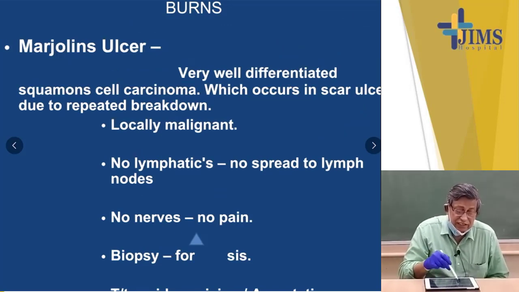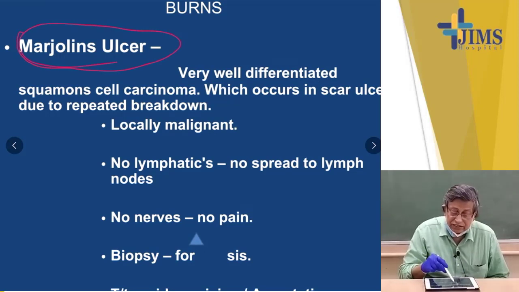Now, another complication is the late complication. I will come to it later on: the marginal ulcer. In a long-lasting ulcer, malignancy develops, that is squamous cell carcinoma, and that is called the marginal ulcer.